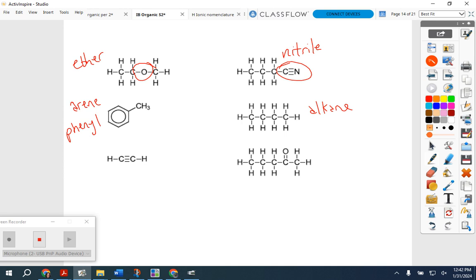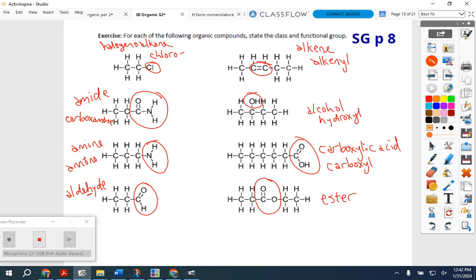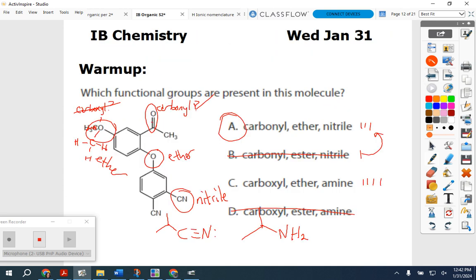Now, I want to point out that this ring structure can be drawn with the alternating double bonds or the circle, but you wouldn't consider in our warm-up, you wouldn't consider these rings to be phenyl groups because they're part of the integral structure of the molecule. If you had a ring coming off somewhere and just being out by itself, that would be considered a phenyl group. Okay.